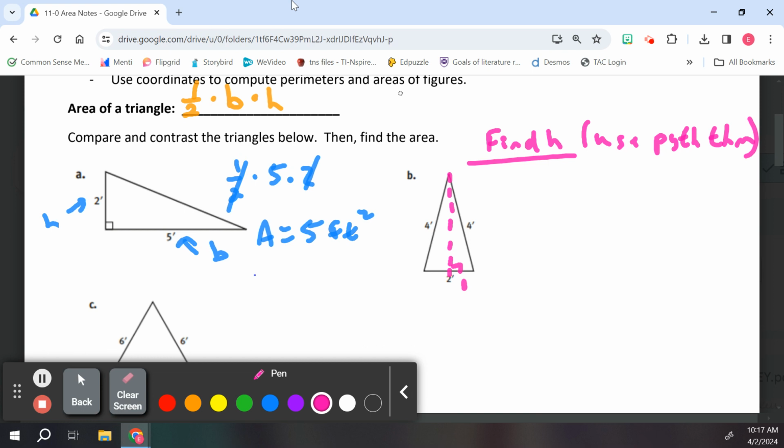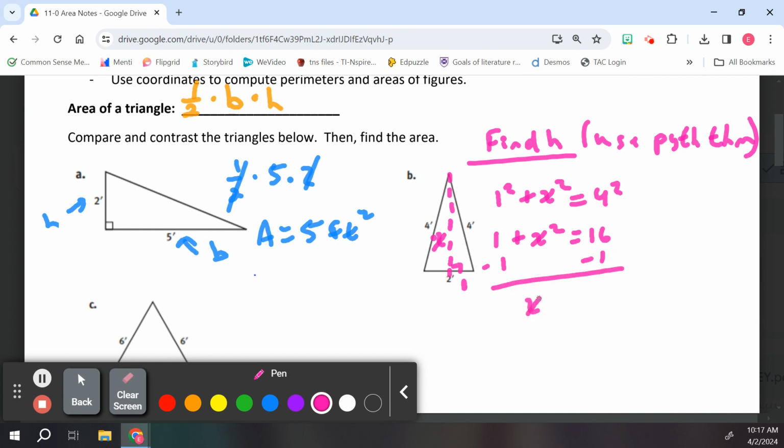So you can label it x if you wish. It'll be 1 squared plus x squared equals that hypotenuse, which is 4 squared. So this will be 1 plus x squared equals 16. Subtract 1 from each side. We're going to be left with x squared equals 15. When you take the square root of each side, we're left with x is about equal to what? This is where calculators come in handy. What is the square root of 15 about? What'd you get? 3.9, yep.